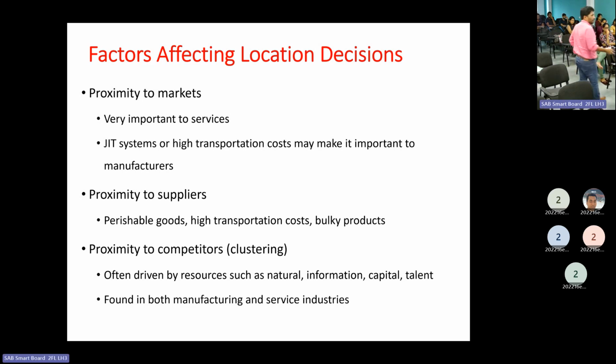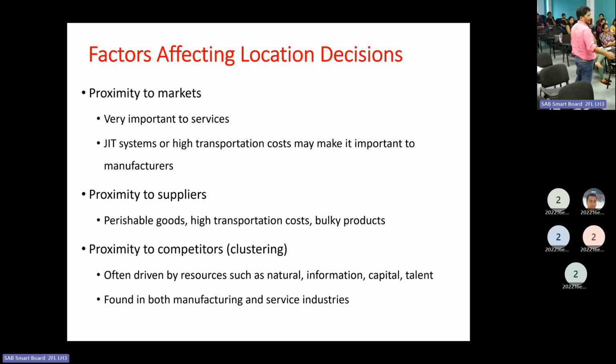That is close to market. And this is very important for services. And even for some manufacturing firms, if they are following a just in time kind of approach, or for items where transportation cost and other expenses are very high, and sometimes it is very difficult to transport their products. So all in all, proximity to market is one common factor to consider, if that is relevant for your business.